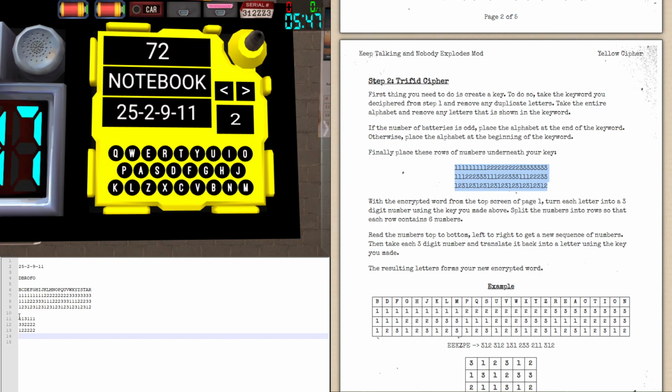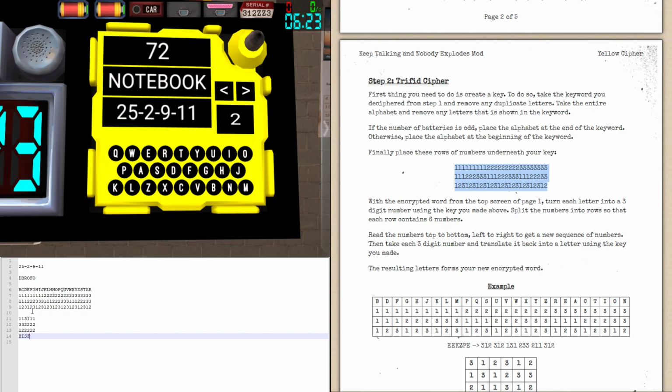So our first one is 131. So we have to find 1 here, and then find our 3, and then 1, which is going to translate to Hotel. And then 1, 3, 2 turns into India. Then 3, 2, 2 is an S. Then 1, 2, 2 is an F.